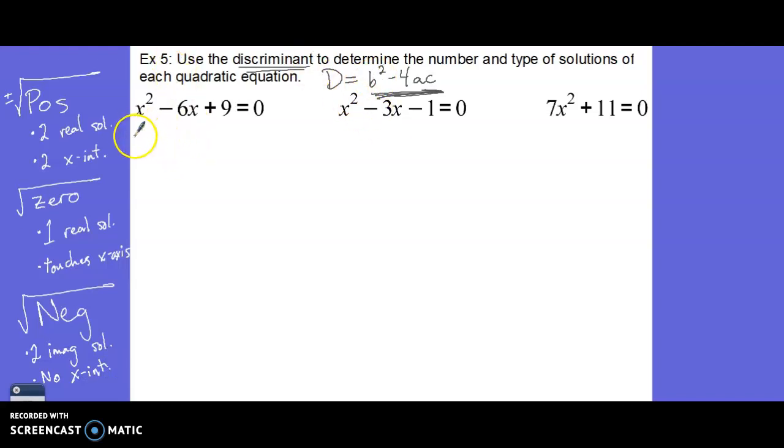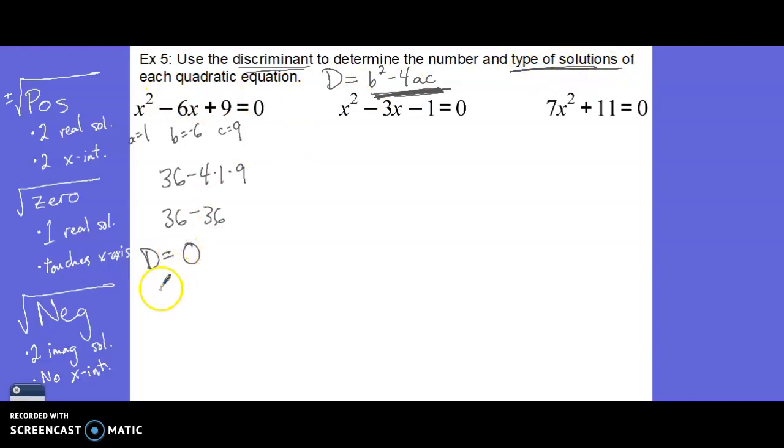So as we look at this problem, A is 1, B is negative 6, and C is 9. Well, all we need to do in the quadratic formula is the square root piece. So B squared minus 4 times 1 times 9. Okay, well, 4 times 1 times 9 is 36. So that means we get an answer of 0. The discriminant equals 0. So what type of solutions and how many? We have 1 real solution. And you can look at the graph if you have the time to look that up.